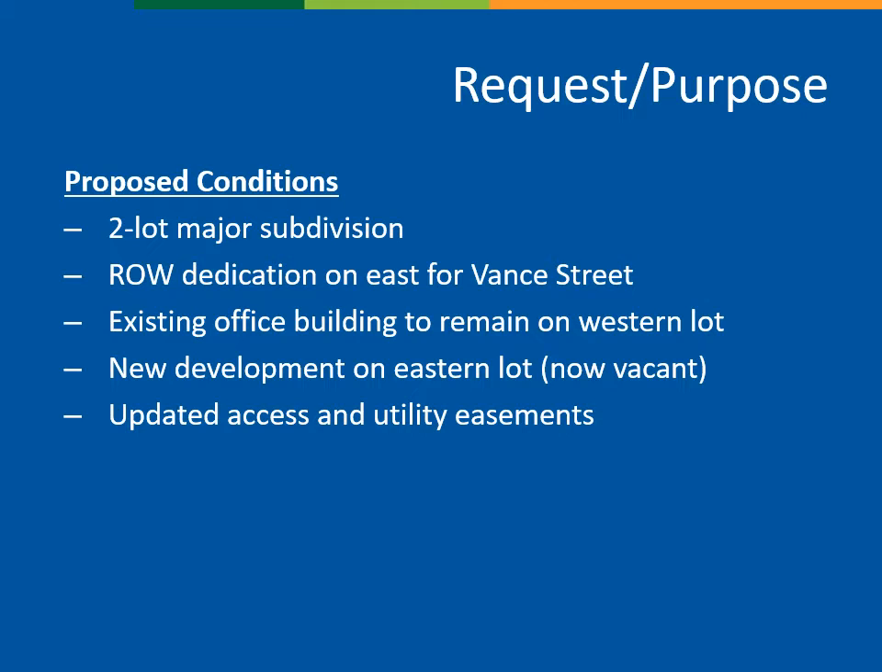The purpose of the request is to create 2 lots. One lot is for the existing office building and will be retained by the current owner. The second lot is being created for future development, and a site plan for this lot is currently under review by staff. The subdivision also dedicates the eastern 52 feet of the site as right-of-way for a public street, Vance Street. There is an existing access easement in this location, but it will be upgraded as part of construction on the second lot. The plat also creates utility and drainage easements and updates existing access easements for the fire department access to the new lot.